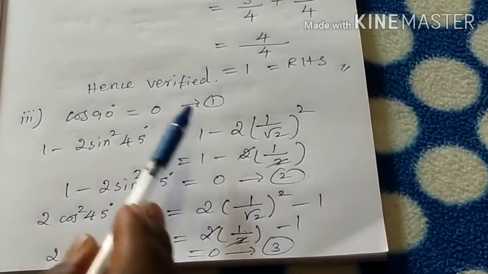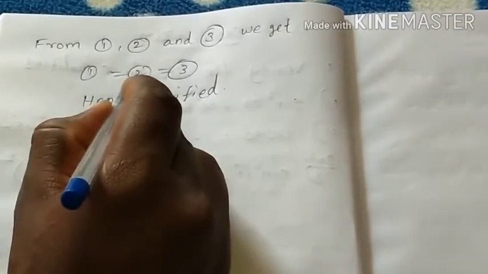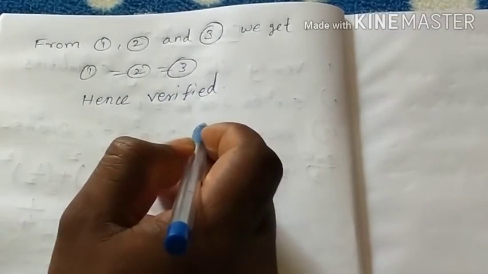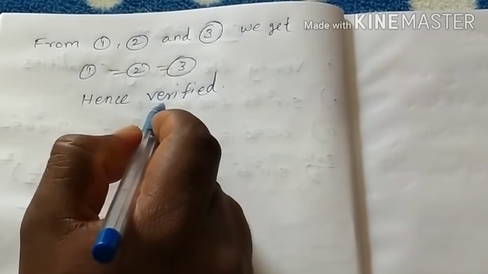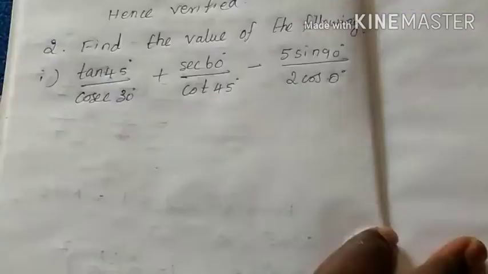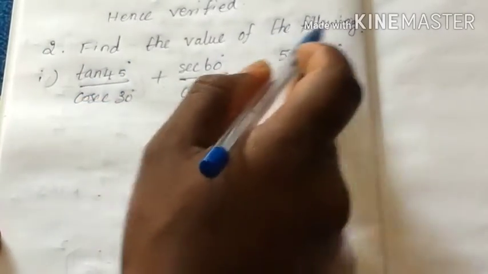Okay. From 1, 2, 3 we get all the values are equal, so hence verified. From 1, 2 and 3 we get 1 equal to 2 equal to 3, hence verified. That's all the answer. Okay, so fourth subdivision is your homework. Okay, next second question, find the value of the following.